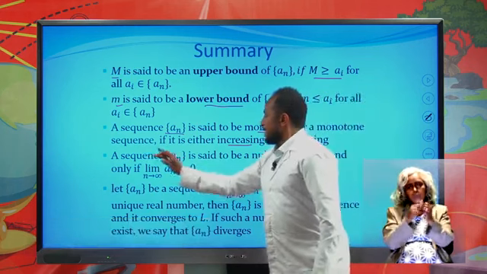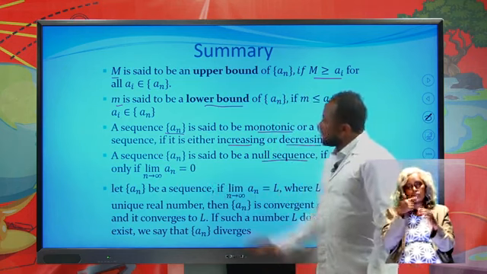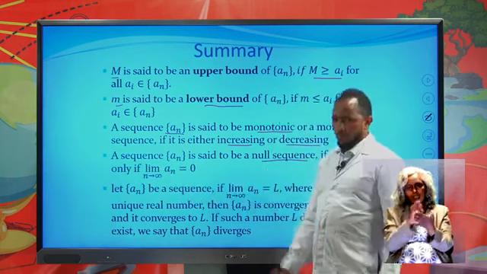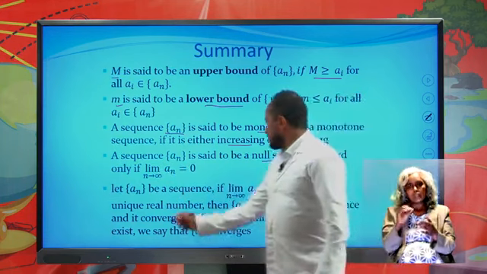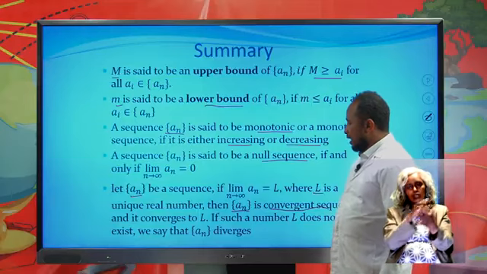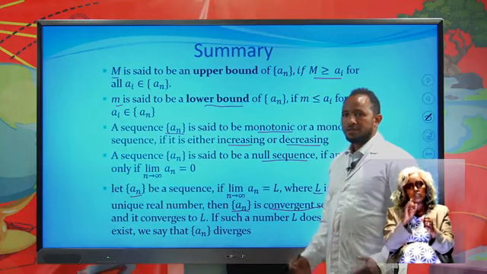The other point we have seen today is the null sequence. A sequence a_n is said to be a null sequence if the limit of that sequence when n goes to infinity is 0. And the other point: if the limit of that sequence when n goes to infinity is L, where L is a unique real number, in that case, that sequence is a convergent sequence. Otherwise, if this L doesn't exist, we say that the sequence diverges.